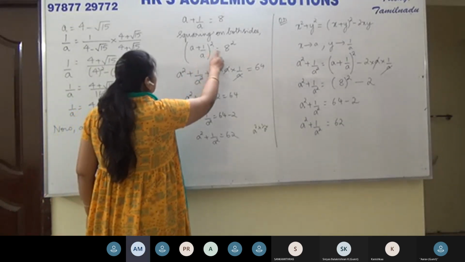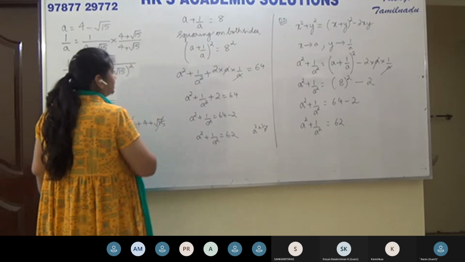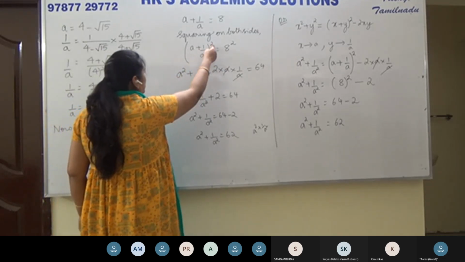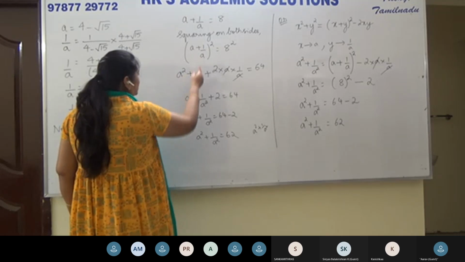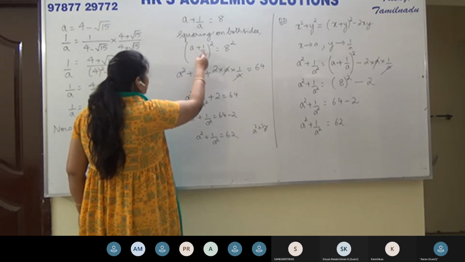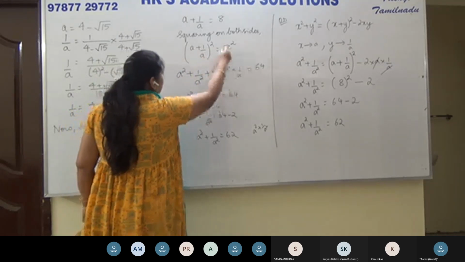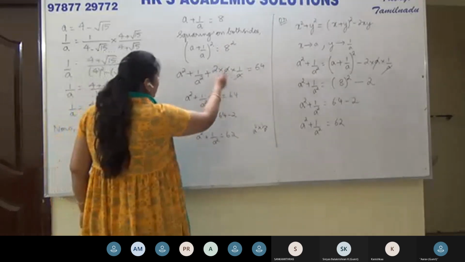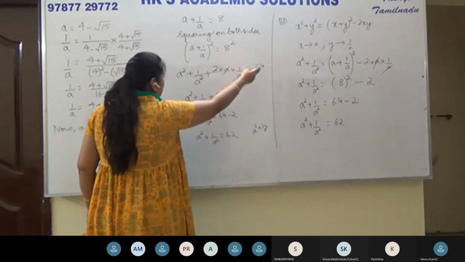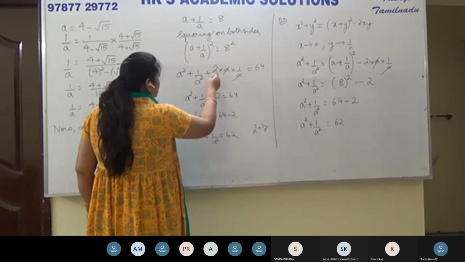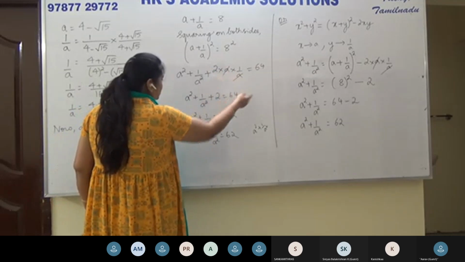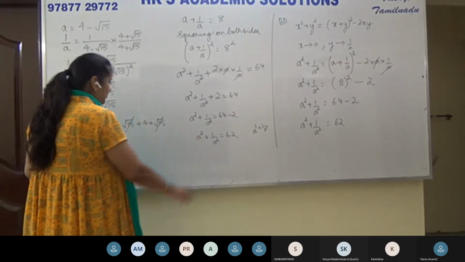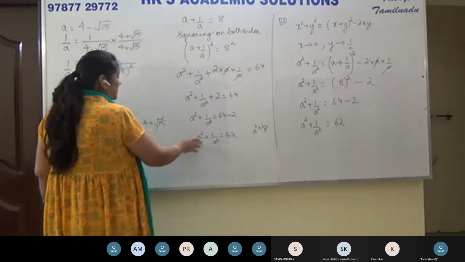So (a plus 1 by a) the whole square is equal to 8 square. Now this is like (x plus y) the whole square. How do you expand (x plus y) the whole square? x square plus y square plus 2 into x into y is equal to 64. Then you know a gets cancelled and 2 into 1 is 2. And plus 2 on the other side is minus 2. So a square plus 1 by a square is 62. You can do it like this by squaring on both the sides.